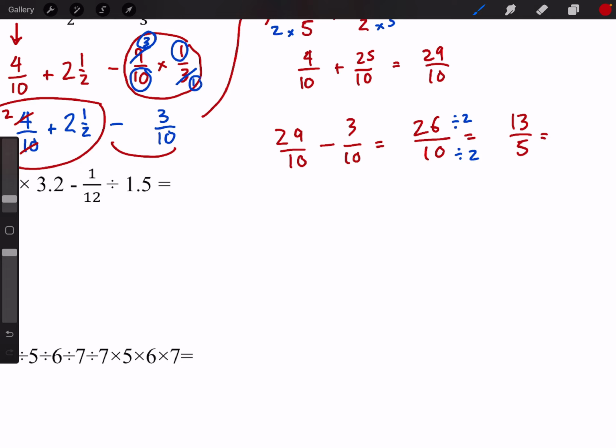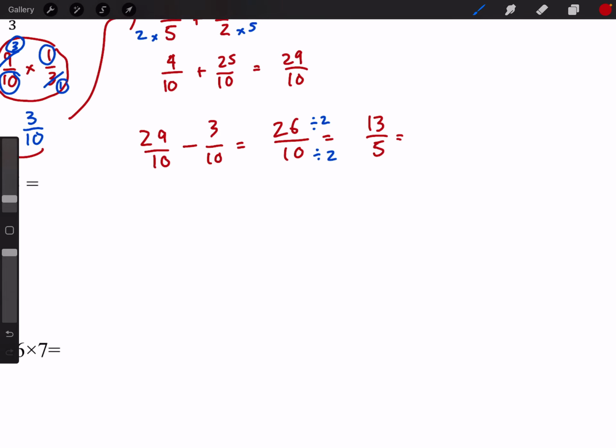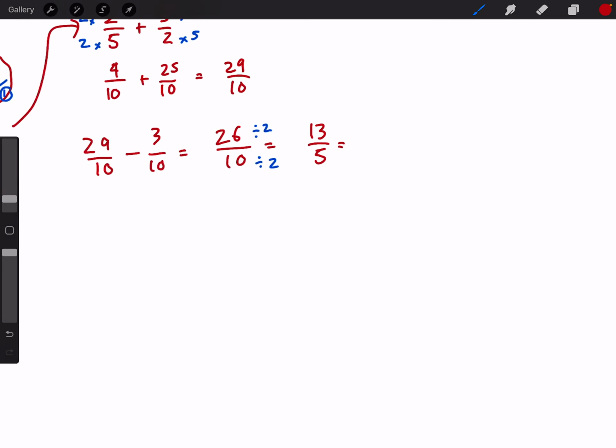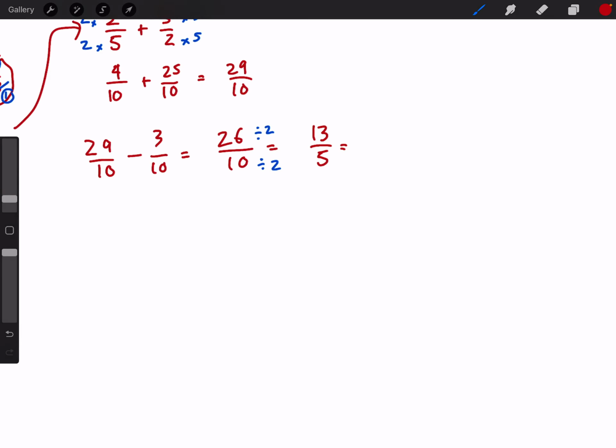Now 13 over 5 can be written as a mixed numeral. We have to put our fraction in mixed numeral form because 13 over 5 is an improper fraction, and as a general rule, we don't leave it like this. So to change to a mixed numeral, how many 5s in 13? You've got 2, remainder 3 over 5, and there's your answer.